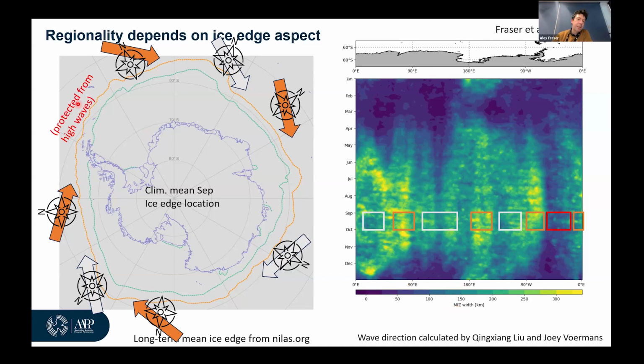And of course, we have the Western Weddell Sea, which is protected from the higher waves, and that's indicated by red here. So I think I'm getting closer to understanding more features of this Hofmüller diagram by invoking this ice edge aspect argument, which in turn tells us how much of that west-northwesterly wave energy is able to be intercepted by the pack ice.